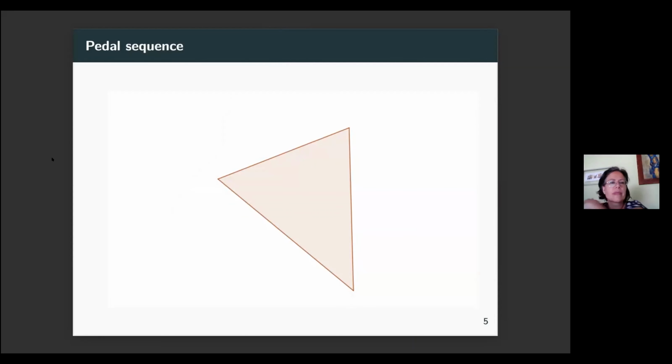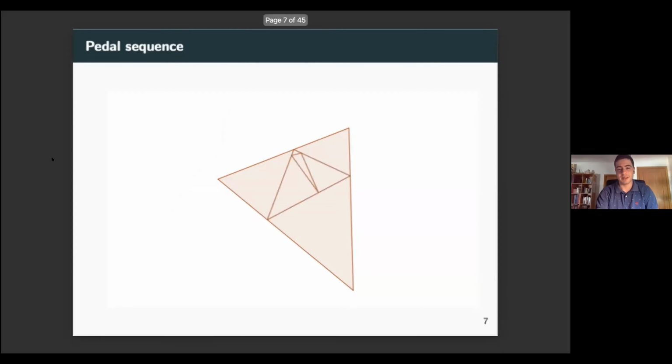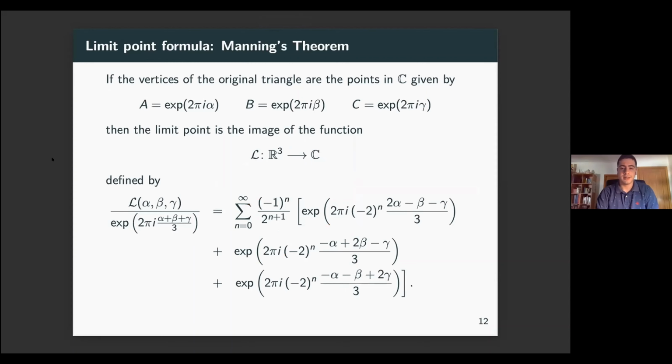But if that doesn't happen, we can keep repeating this process. We create the pedal, and then the pedal of the pedal, and so on. At least in this example, there seems to be some sort of convergence. It turns out that the convergence always happens, and we actually have a formula for the limit point. If we consider our vertices as points in the unit circle of the complex plane, the limit point will be described by this formula. It's not very pretty, but it's nice that we have it.